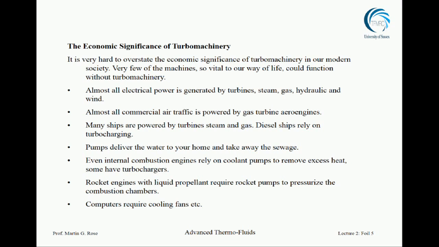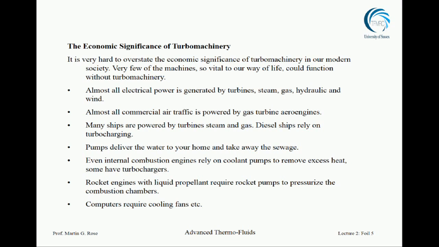Pumps are rather less exotic devices. They're used to deliver water to your homes and to take away the sewage that you produce. So whilst the pump, as I say, is rather more basic in its function, it's utterly crucial to the way we run our lives. And I started in the pump industry, so I always defend it. Internal combustion engines, whilst their prime way of generating work does not involve turbomachinery, they all have coolant pumps to cool the engines.